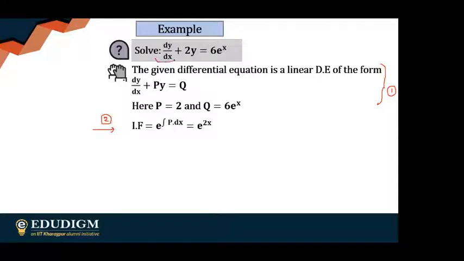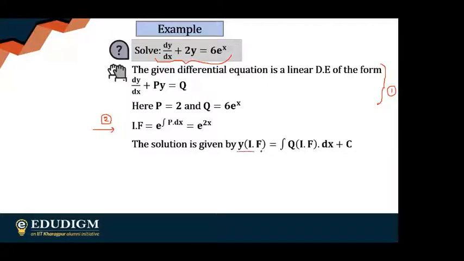The third step is you actually multiply the integrating factor on both the sides, and then you integrate. The beauty of the integrating factor is such that once you multiply this, on integration this will give you y into IF. And here that you have multiplied this, so this will be Q into this IF. So we are integrating this part, and of course you'll have a C here.